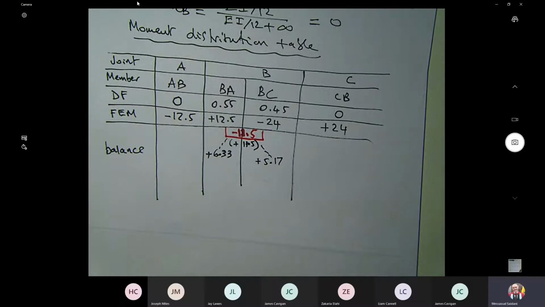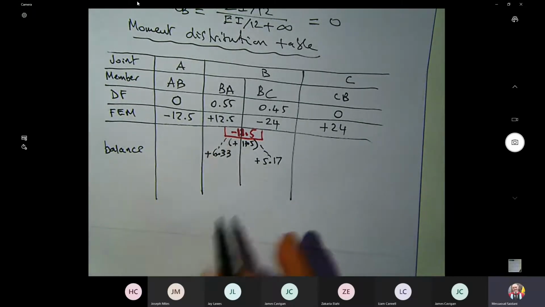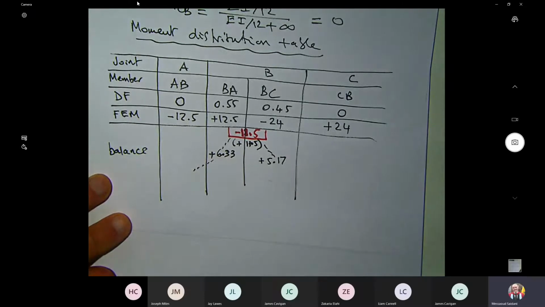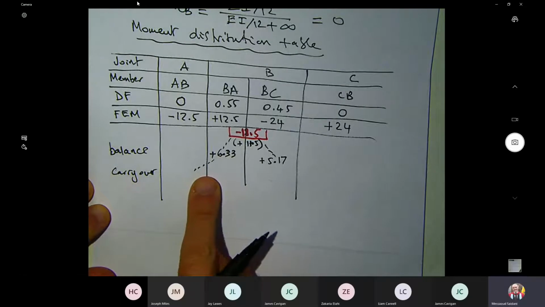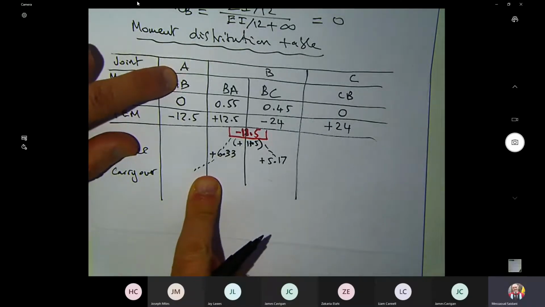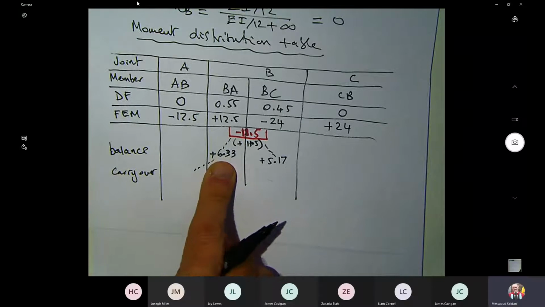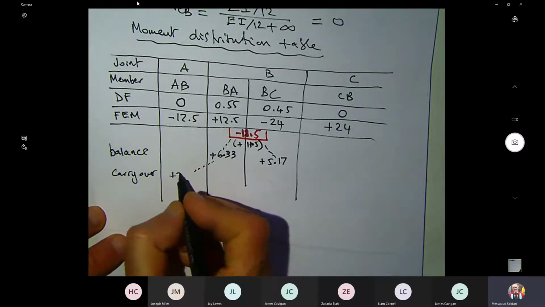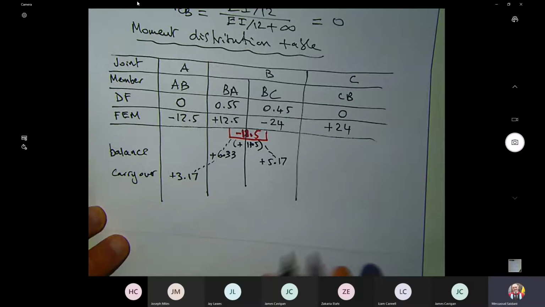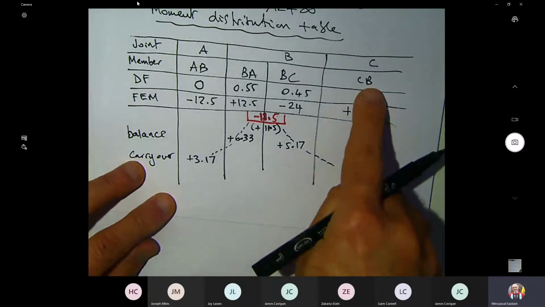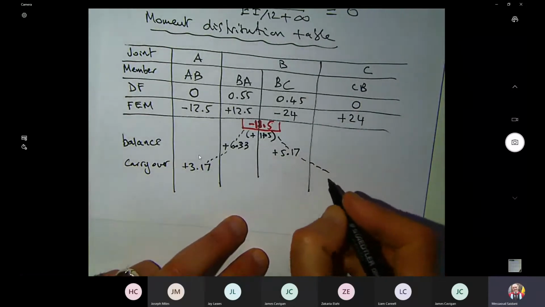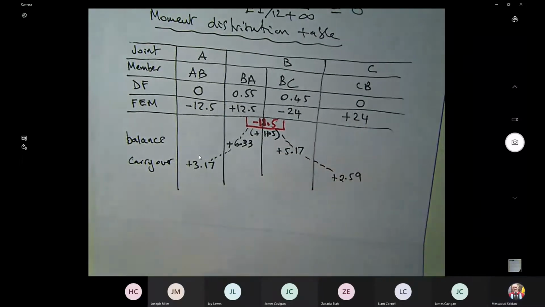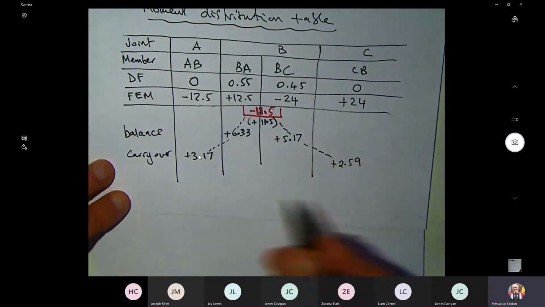But what do you do then? Some of this moment here will be carried over, so this is what we say carry over. So we carry over, how much did we say? Yes, so we carry over half to A, 6.33 divided by 2 is, I think, 3.17. Yeah, and then you carry over half to joint C, so 5.17 half is 2.59. That's it.